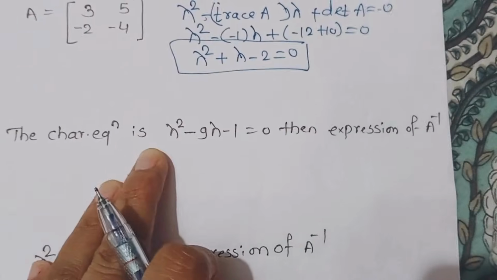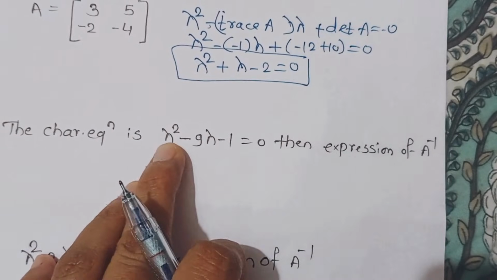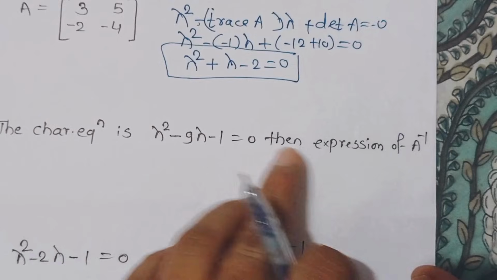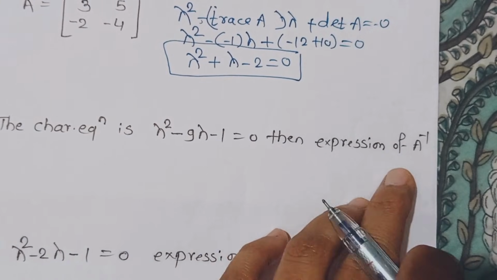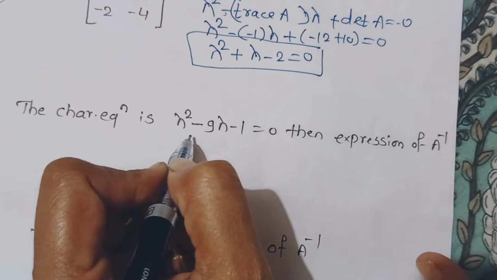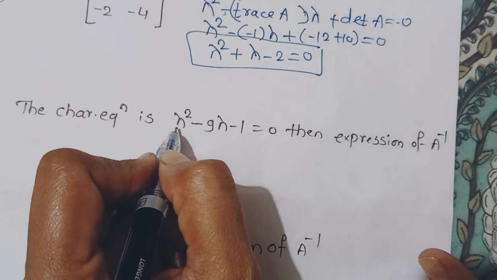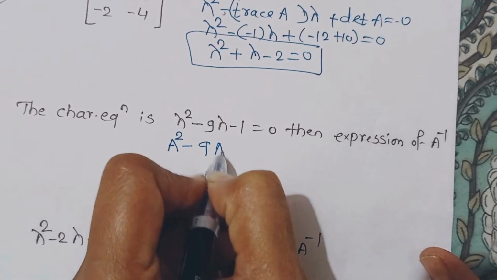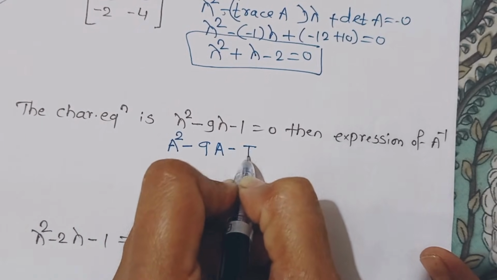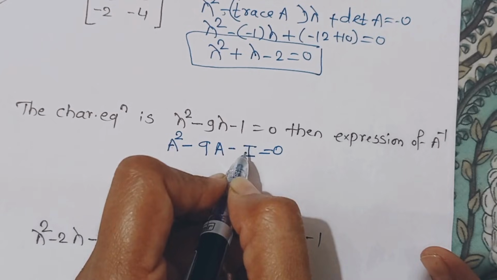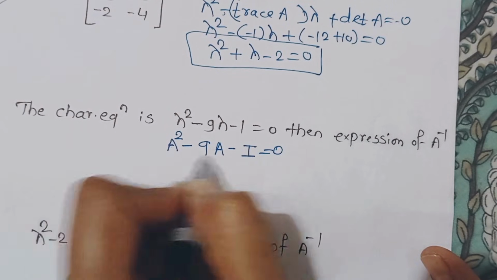Next question is, the characteristic equation of a 2 by 2 matrix is given: lambda square minus 9 lambda minus 1 is equal to 0. We have to find the expression of A inverse. So we are going to use the Cayley-Hamilton theorem. The Cayley-Hamilton theorem states that every matrix satisfies its characteristic polynomial. So we replace lambda by A, so that we get A square minus 9A minus I. Because this is a matrix, we can't write minus 1 here. We have to write a matrix which is the identity matrix. So by the Cayley-Hamilton theorem, we have this one.